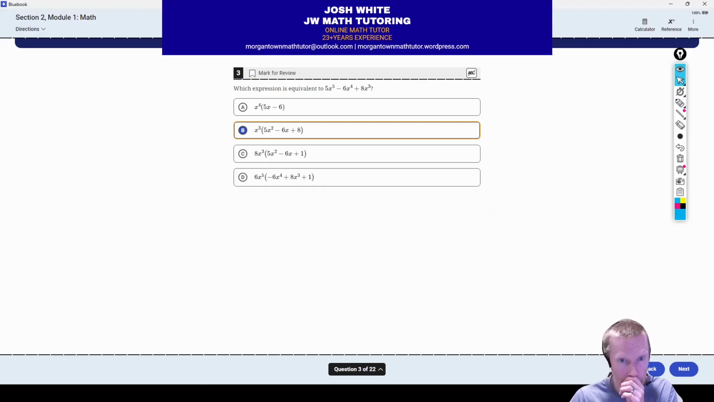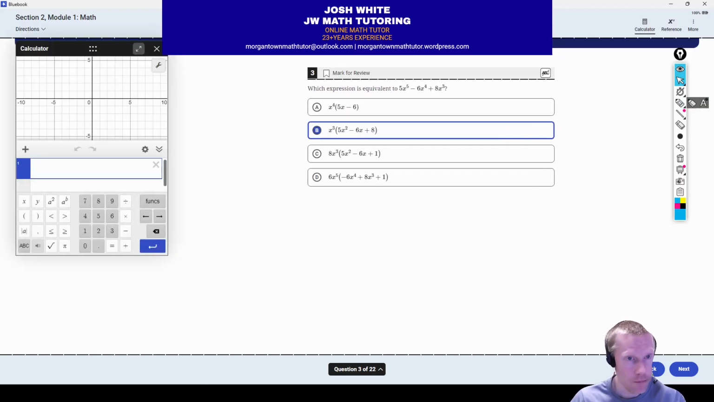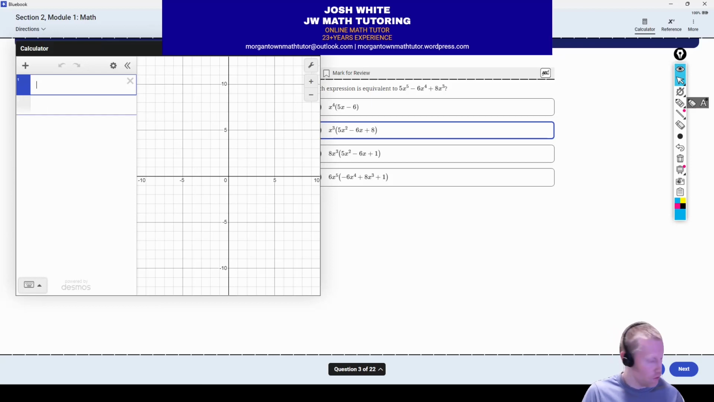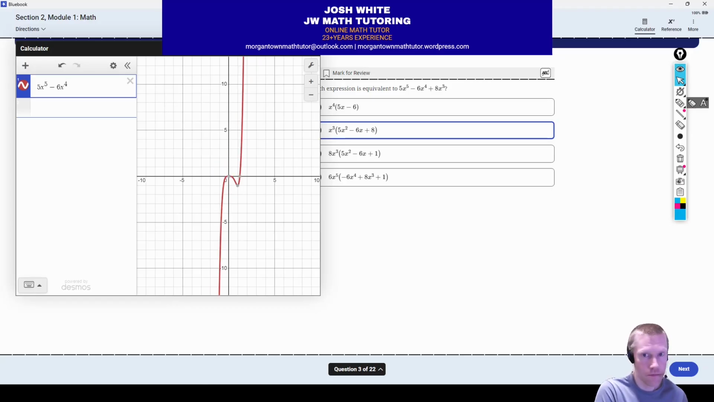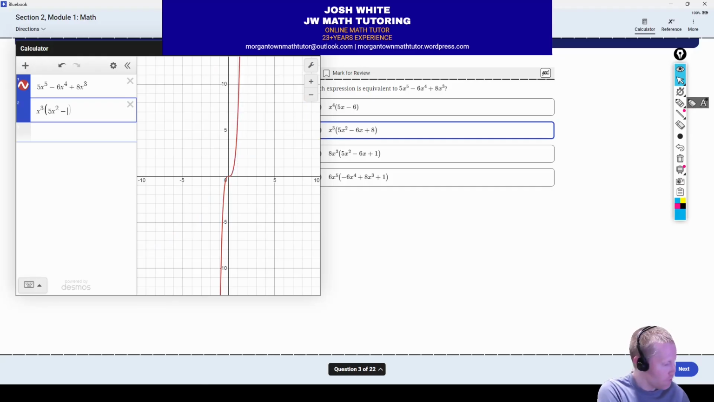Now, I do want to show you one other thing that you can do when you want to match two equivalent expressions. So you can go to Desmos, and basically what you're going to do is graph the original expression. Okay, so here we have the graph of that. And then what you would do is you would go through all the answer choices and you would see which one matches, i.e. which graph completely overlaps the graph of the original expression.